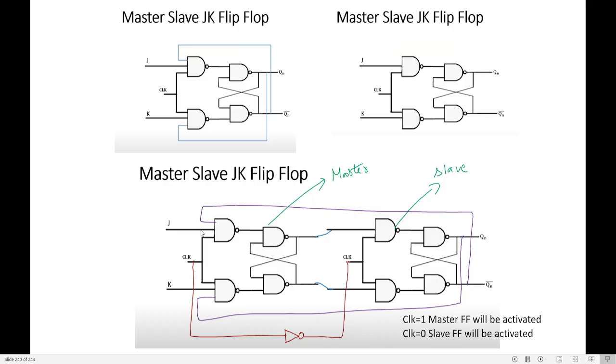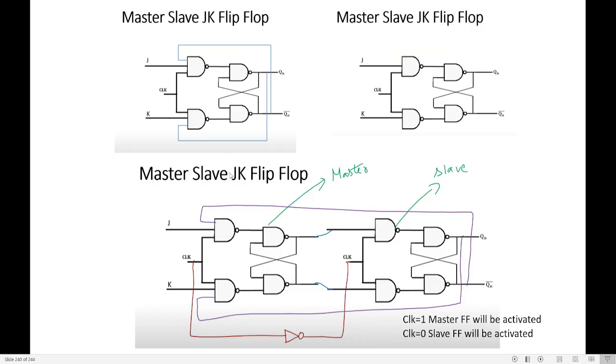This is the construction. Apart from this, we have missed the clock. The clock input is inverted and given to the slave's clock. So clock input of master is inverted and connected to the clock input of slave. This is the construction of master slave JK flip-flop.